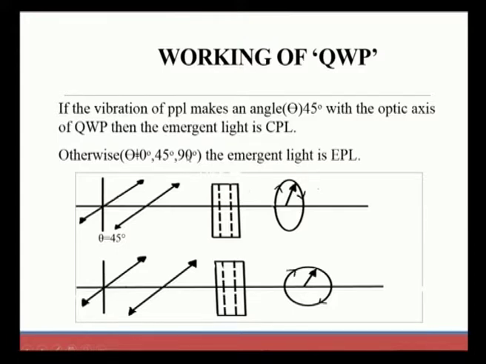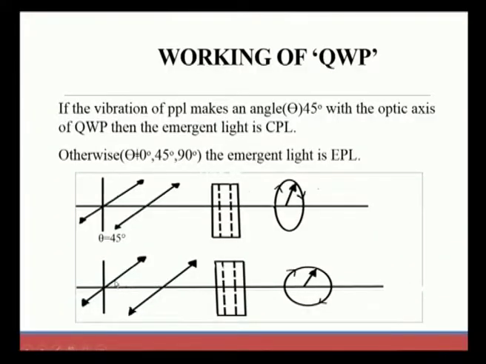For getting an EPL, that is elliptically polarized light, there is another condition. Theta should not be equal to 0, and if it is not 45 degrees, whatever the other angle is, then we are going to get an EPL. When theta is other than 45 degrees and not equal to 0, we can get elliptically polarized light. So, from these conditions, for getting an EPL, if an angle other than 45 degrees is achieved, we can get elliptically polarized light from the QWP.